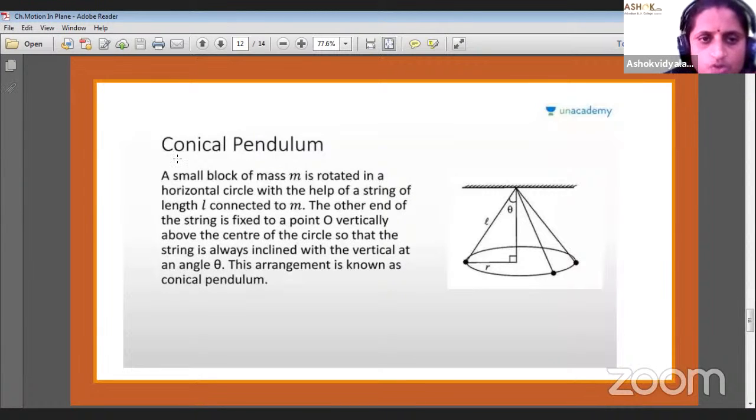Again, I will explain. Suppose a small block of mass m is rotated in a horizontal circle with the help of a string. This one is the string, of length L, connected to m. This one is the m. The other end of the string is fixed at point O vertically above the center of the circle, so that the string is always inclined to the vertical at an angle theta. See, this one is the theta. Again, the string is vertically above the center of the circle, and this arrangement is known as a conical pendulum.